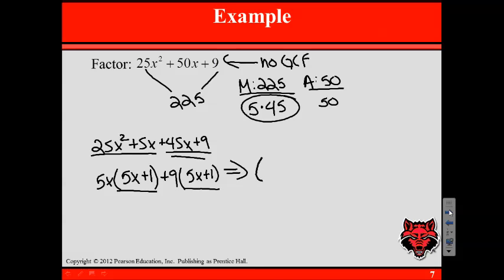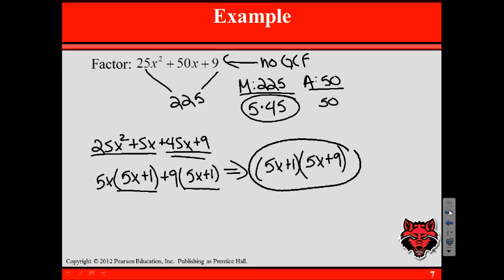When we factor out the binomial factor, we have 5x plus 1 times the resulting polynomial, which is 5x plus 9. Now in this case, this is not a perfect square trinomial. We do not have two identical factors, so don't try to write this with an exponent of 2.